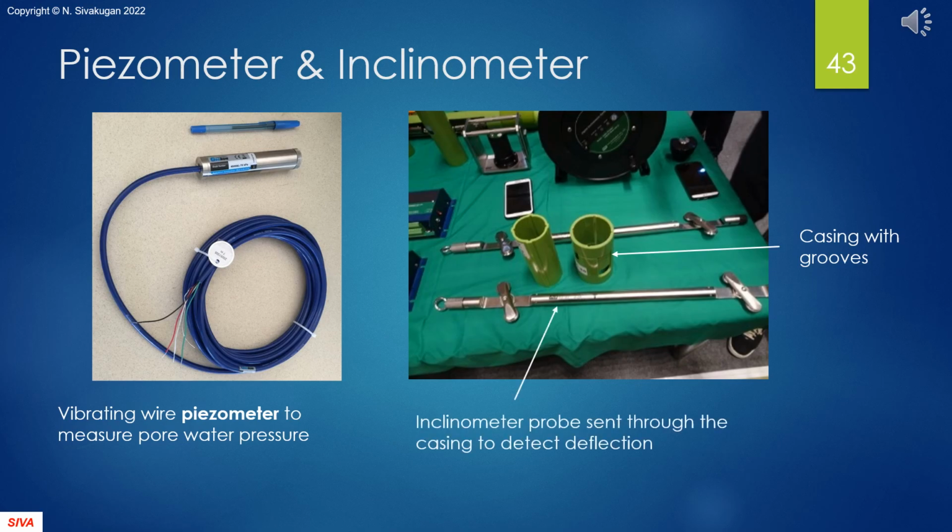Piezometers are used to measure the pore water pressures. What you see on the left is a vibrating wire piezometer. On the right, you can see the components of an inclinometer. The long inclinometer casing can be installed vertically or horizontally to detect the horizontal or vertical deformations, respectively.